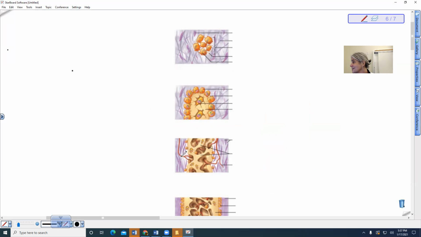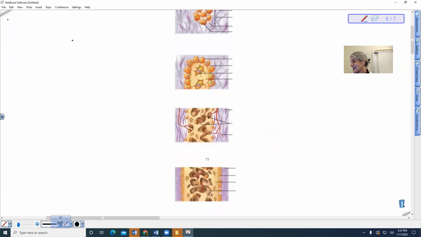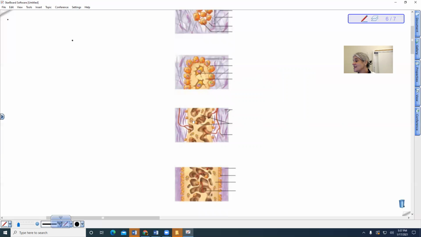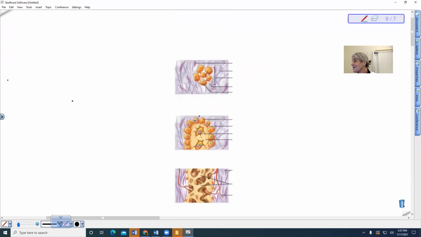Notice that the mesenchymal cells are still around the outside, right? And so in flat bones, we have the compact bone, and then in the center, sandwiched between the compact bone, we have that spongy bone. And the spaces in these bones actually have a name. They're called the diploe. There are spaces within the spongy bone that are formed by the trabeculae. So this is only in flat bones, whereas all of the other bones are formed through endochondral ossification.